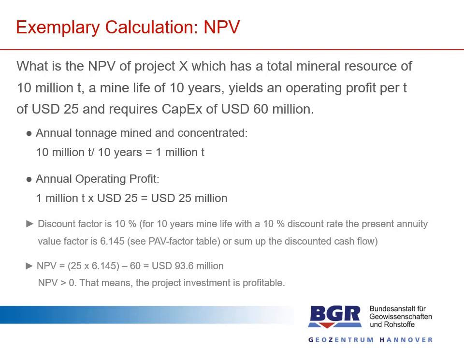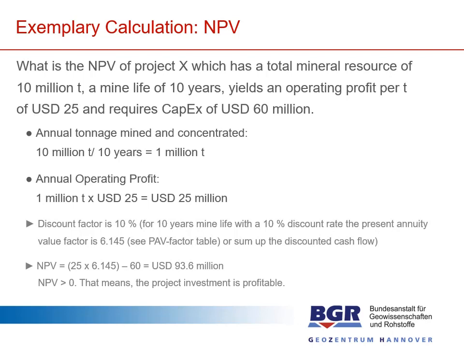And with the annual operating profit, we just take the 1 million tons and multiply it with $25, which is the operating profit per ton. And we see that we have an operating margin of $25 million. So the operating margin is $25 million every year for 10 years.